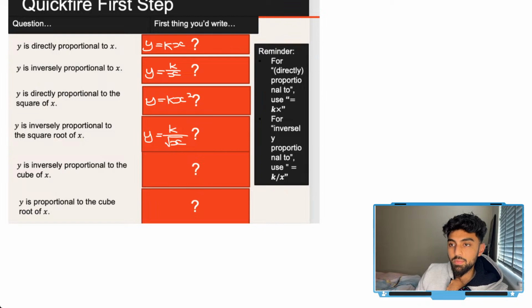Y is inversely proportional to the cube of x. So let's do that. It's inverse this time, so we are going to have a fraction. And it says cube of x, so it's x cubed. And y is directly proportional to the cube root of x. That is y is equal to k cube root of x.